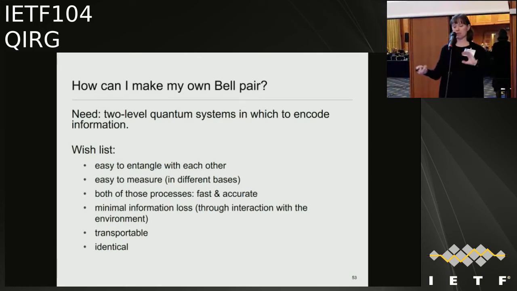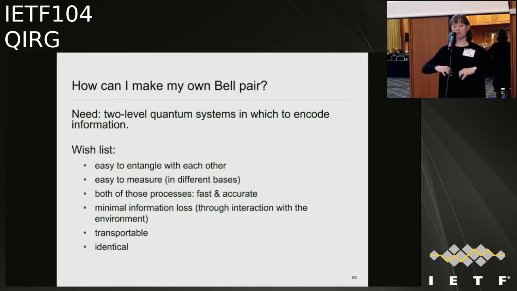So you want to be able to perform these different measurements. That is, you want to be able to change the phase in which you measure the quantum bits. In this description where we said we can describe two quantum bits in a basis of these four Bell states, we want to be able to measure them in all of the different Bell states, to project them in this linear algebra picture onto one of the four Bell states. And for both entanglement and measurement, we want those to be fast and we want those to be accurate.